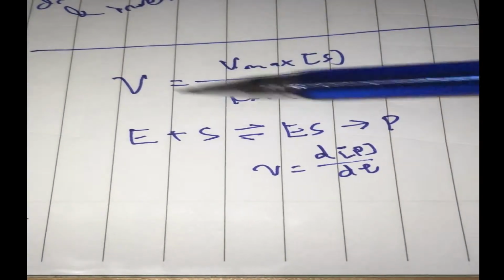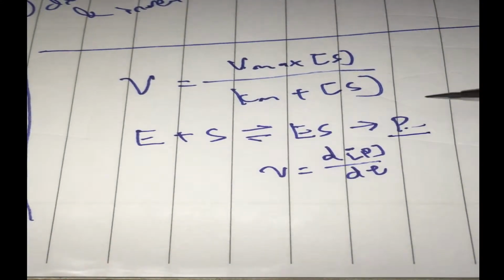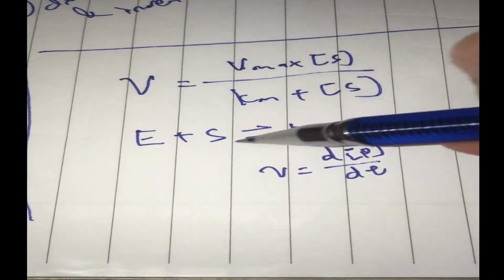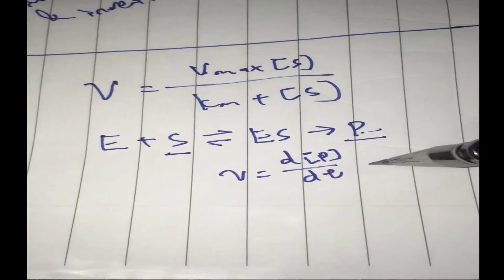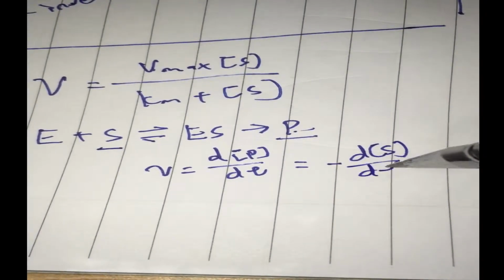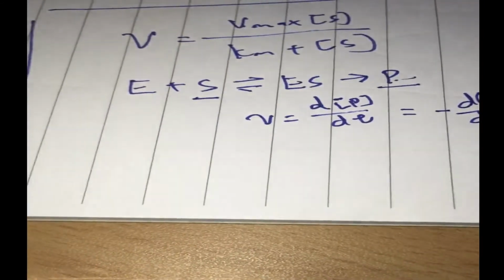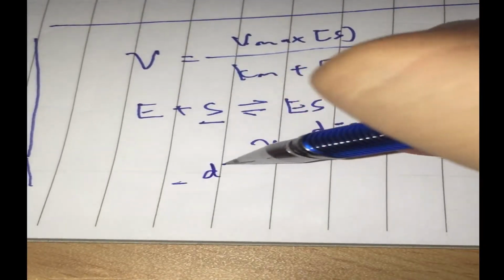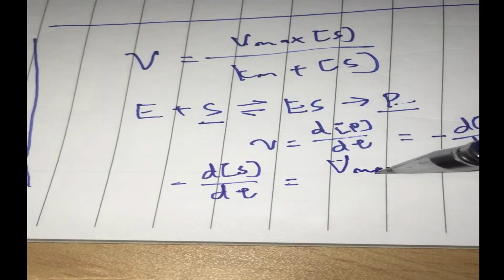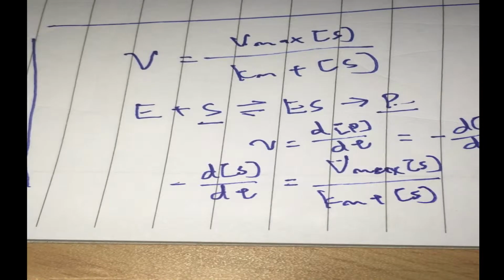Well, let's have it in terms of S. For every 1 mole of P being produced from S, 1 mole of S is consumed. So from this stoichiometric ratio, you can have this. We substitute this into the V on top, and you get this equation: minus dS dt equals V max into S over Km plus S.